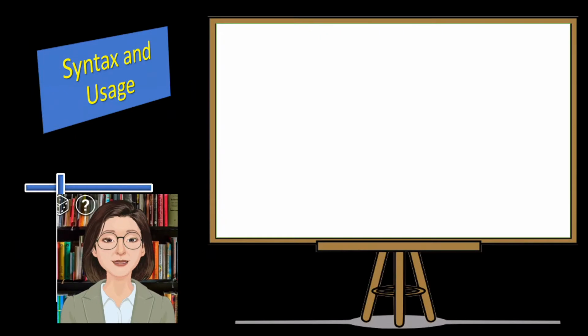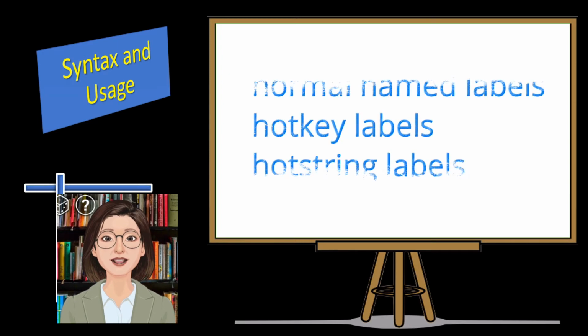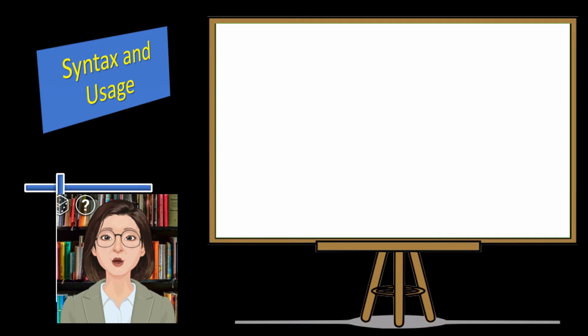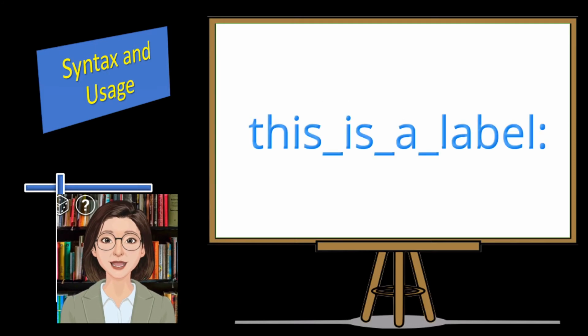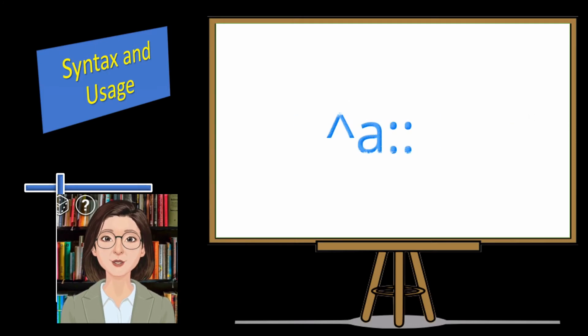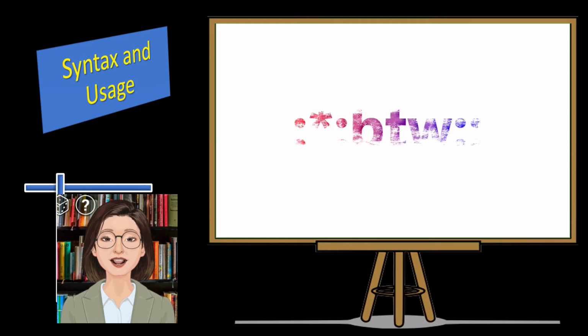A label identifies a line of code and can be used as a go-to target or to form a subroutine. There are three kinds of label: normal named labels, hotkey labels, and hotstring labels. Normal labels consist of a name followed by a colon. Hotkey labels consist of a hotkey followed by double colon. Hotstring labels consist of a colon, 0 or more options, another colon, an abbreviation and double colon.